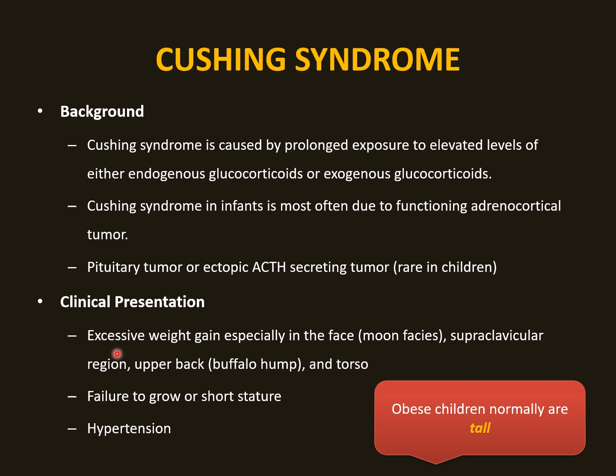Clinical presentation: excessive weight gain, especially in the face, supraclavicular region and the upper back, failure to grow or short stature. So if you have obese and short, that is a red flag for Cushing syndrome. Obese and short. You remember that obese, regularly or normal obese, they are tall, not short. But with Cushing syndrome, they are short. And hypertension is a red flag as well.